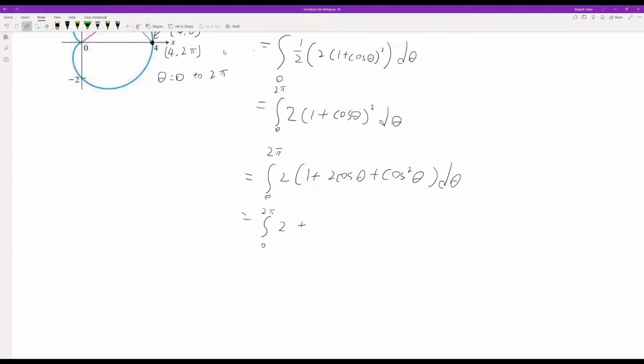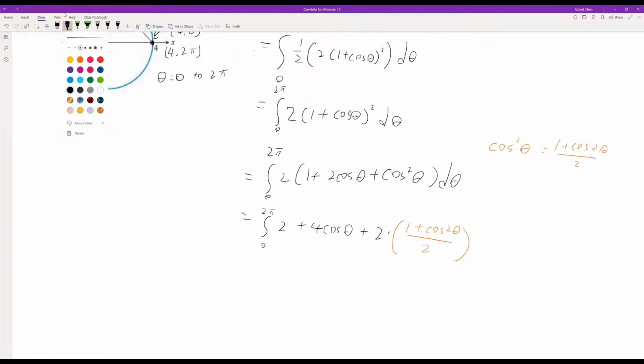We have 2 plus 4 cosine theta plus 2 times cosine squared theta. For cosine squared, I'm going to use the double angle formula: cosine squared theta is equal to 1 plus cosine 2 theta over 2. Because we cannot integrate cosine squared directly, we need to use the double angle formula for cosine to integrate. So 1 plus cosine 2 theta over 2.